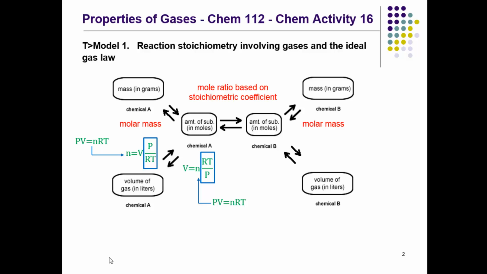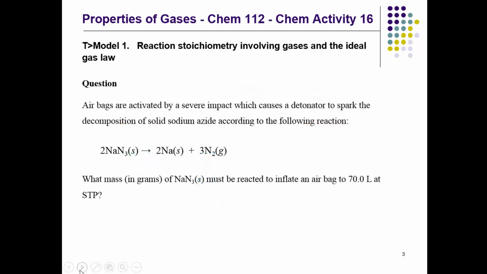It's helpful to look at a couple of examples to show how we can use the ideal gas law relating to reaction stoichiometry. We have a worked out example that involves the detonation of sodium azide and thereby the expansion or inflation of an airbag. Now you might imagine that this could be used, for instance, in inflating airbags in cars when there's an accident.